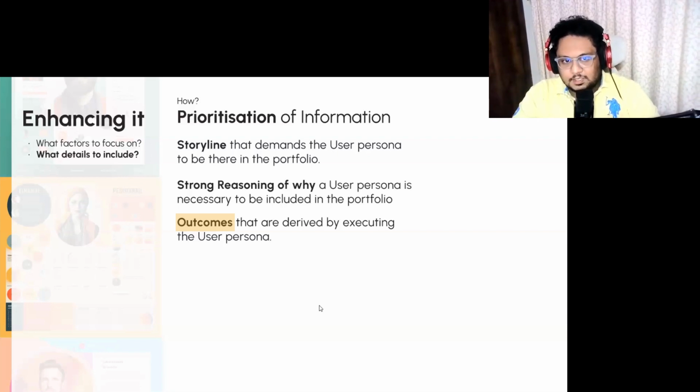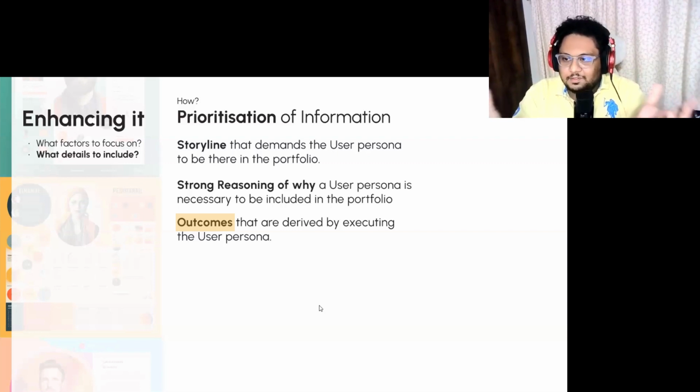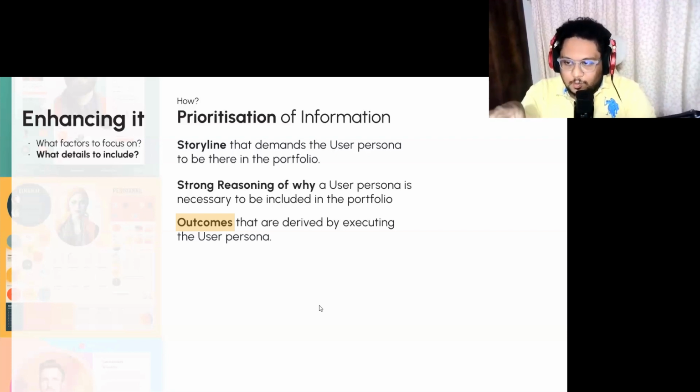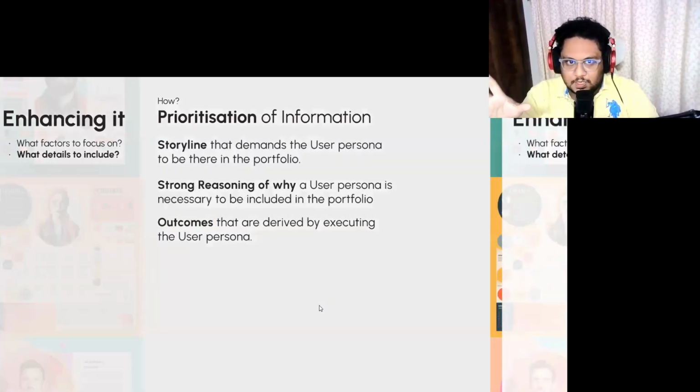So let's say a user persona is there. You have done a user persona to empathize. So what did you observe, or what is your key takeaway that you are proceeding with to the next steps of problem solving? You have empathized, you have found key insights, and based on those insights, you may be prioritizing your workflows, you may be prioritizing your experiences, right? That component needs to be reflected in the sequence of your portfolio, and that's how you prioritize the information.